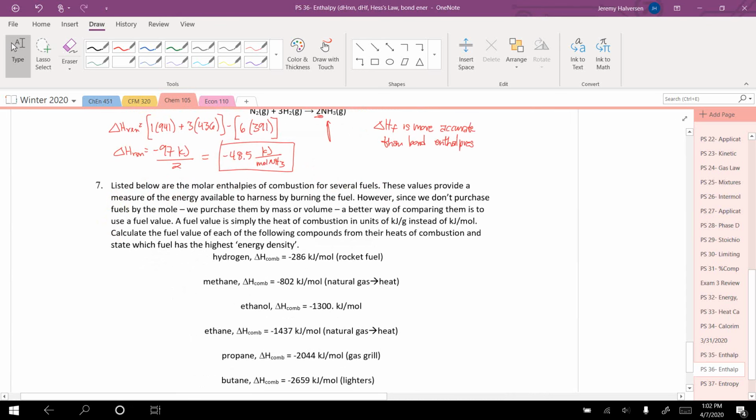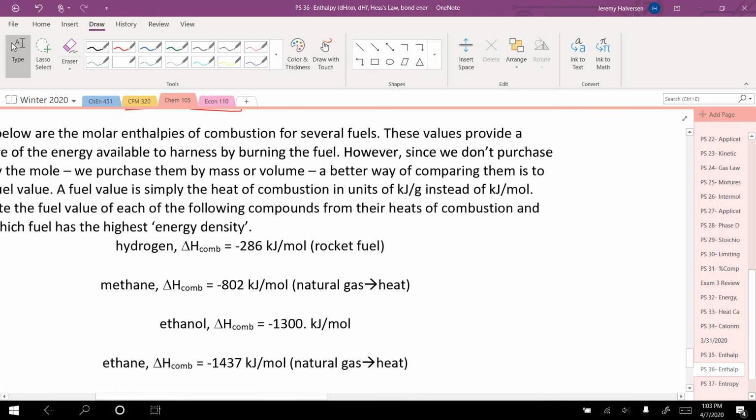All right, listed below are molar enthalpies of combustion for several fuels. These values provide a measure of the energy available to harness by burning the fuel. However, since we don't purchase fuels by the mole, we purchase them by mass or volume. A better way of comparing them is to use a fuel value. A fuel value is simply heat of combustion in kilojoules per gram instead of kilojoules per mole. Calculate the fuel value of each of the following compounds from the heats of combustion and state which fuel has the highest energy density. So we're trying to get kilojoules per mole into kilojoules per gram.